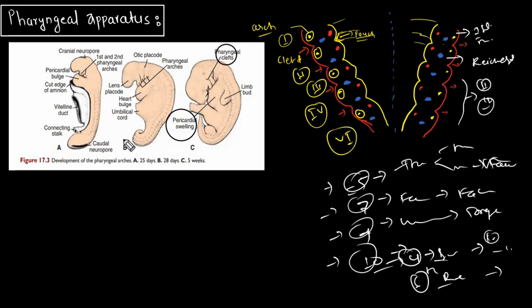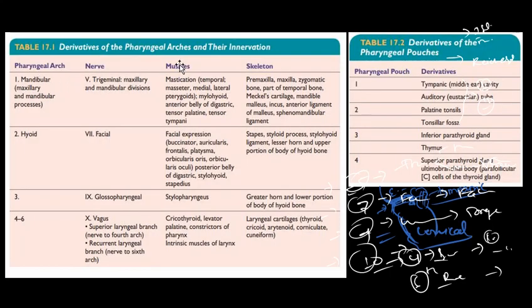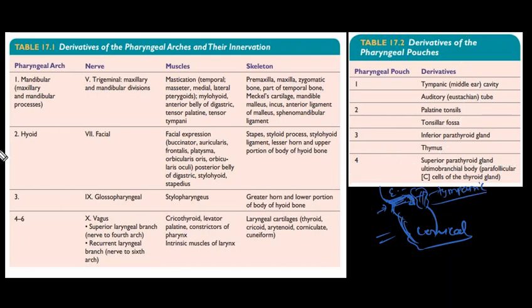Now let us further see the table, which is taken from Langman's, page number 279, chapter 17. So this is giving us the table. In this, what we can see is the structures developing from the arch. First of all, I will try to give you the cleft.